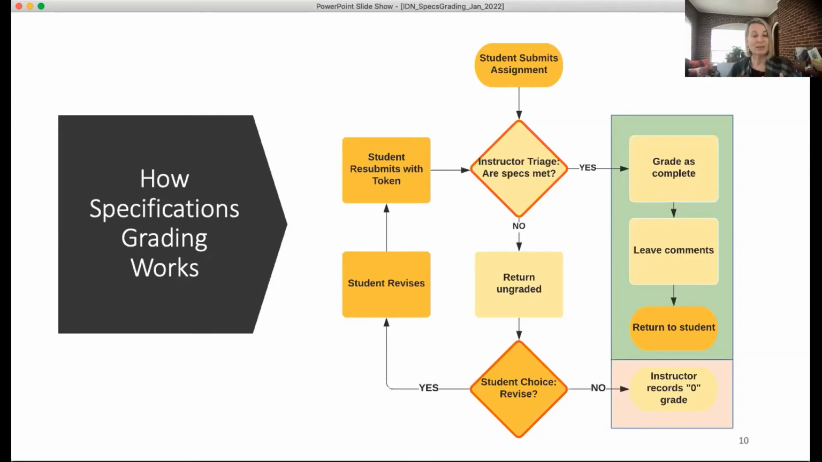So there are ways of giving students second chances. This doesn't have to be as high stakes of a system as it sounds. And then they come back and they go through the whole grading cycle again. And yes, Amanda, complete assumes that there are no revisions that are needed. This doesn't mean that it's the most perfect thing you've ever seen in the world. It means that they've met the specifications.